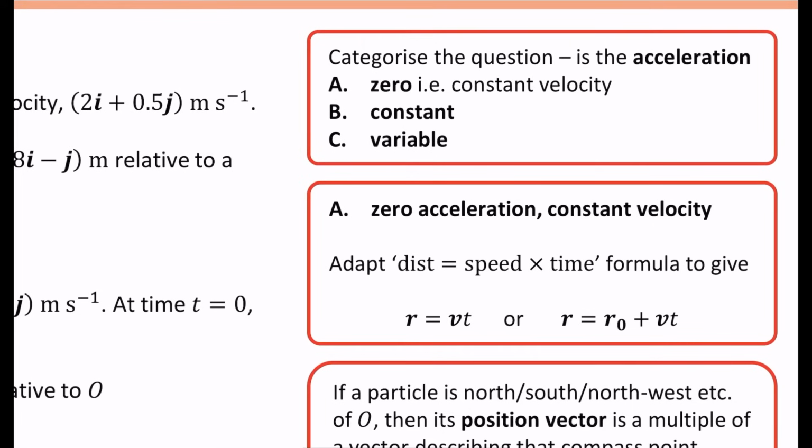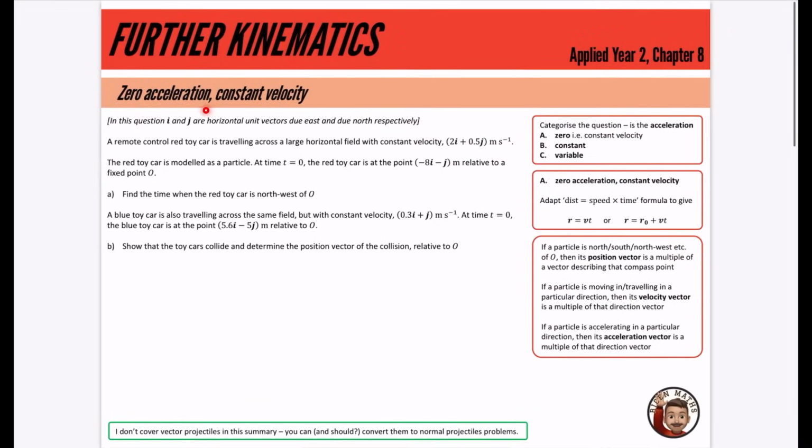The second kind of category would be if the acceleration is constant. That's where we're going to use things like SUVAT formulae, and then variable acceleration. We know from Year 1, variable acceleration, you use calculus, differentiation and integration. So this first question that we have is a zero acceleration or constant velocity question.